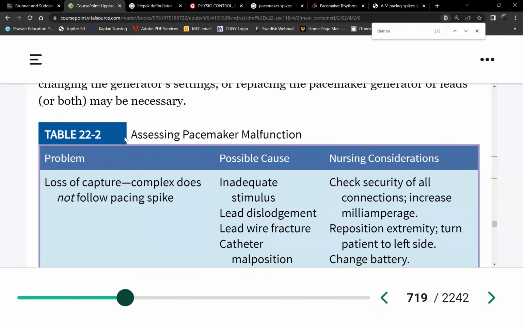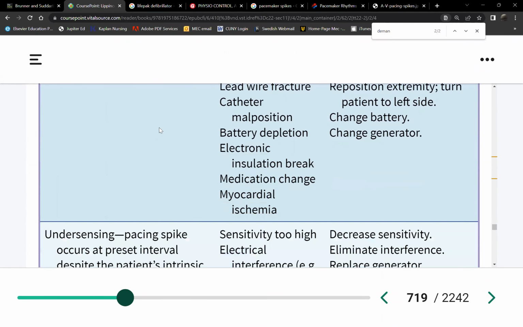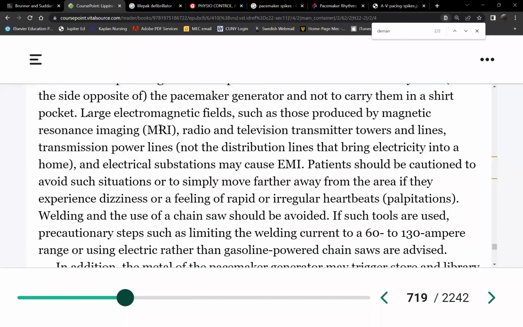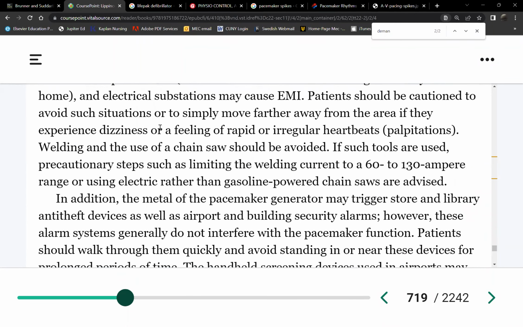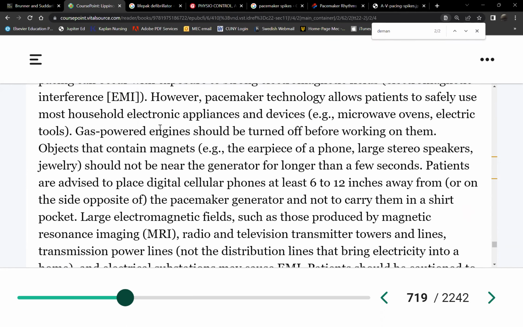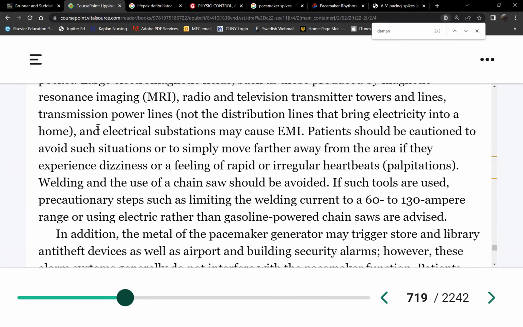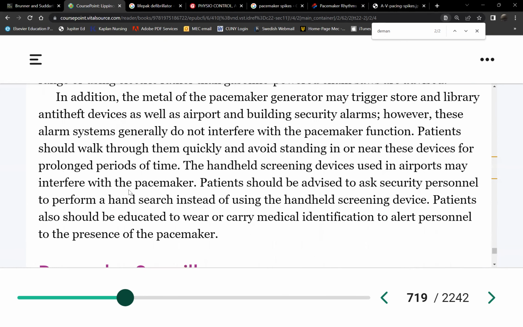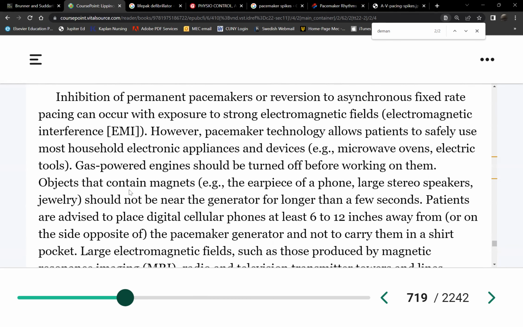I won't test that. We have too many questions now, so I'll skip table 22-2. I do have questions on your teaching. It's not in a table though. It's in two big paragraphs, from here to here. Will this be a select all that apply? Yes. So what do you teach the patient?